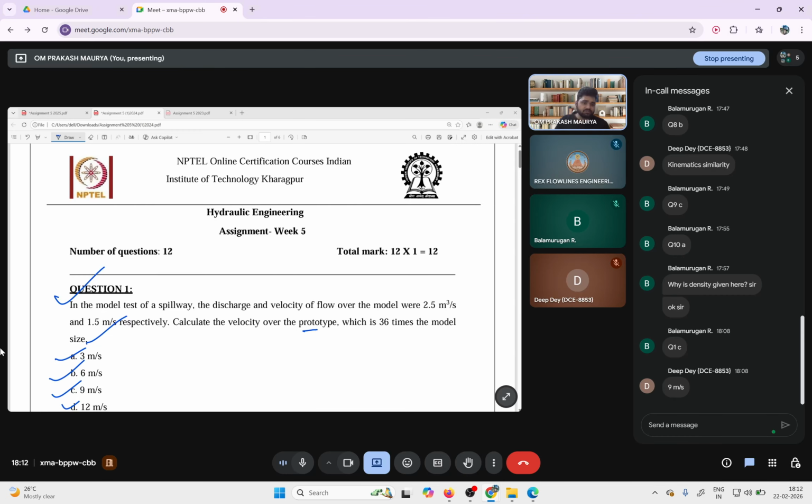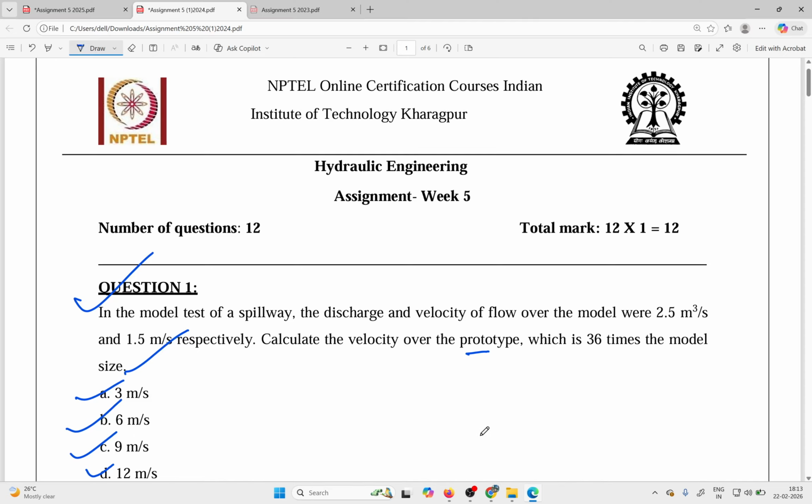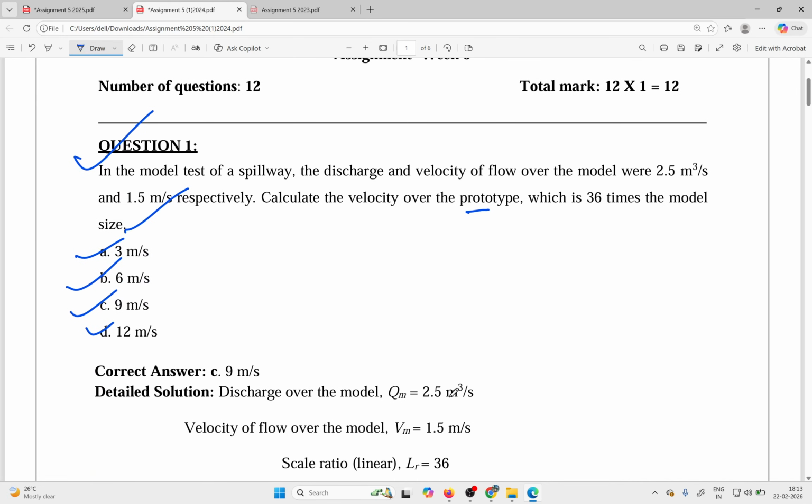The first question is very, very important. Bala is telling question number 1 is C, that is 9, and Deep is telling 9. You both are telling 9. Let me check and we'll move further to the next question. Yes, 9 is correct here.